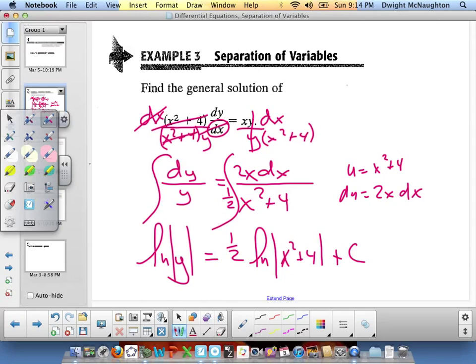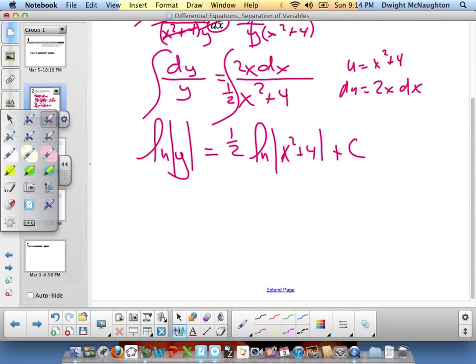I put the absolute values in because the natural log you can't use with negative numbers. The left side, it's necessary. The right side, it is not, because when you square a number and add 4, there's no way it can be negative. We'll clean this up a little bit. I'm going to put the 1/2 power inside. So it'll be the natural log, 1/2 power is the square root. And I'm going to finish it off.